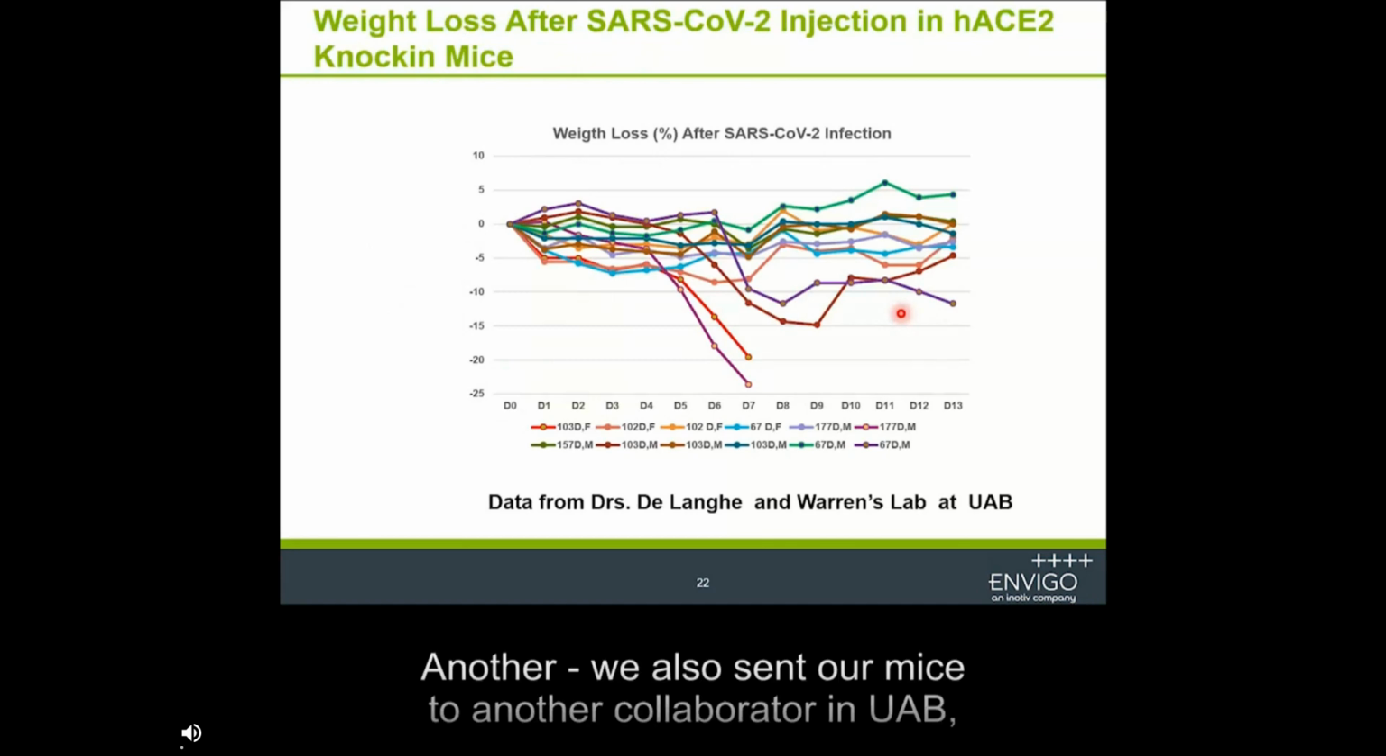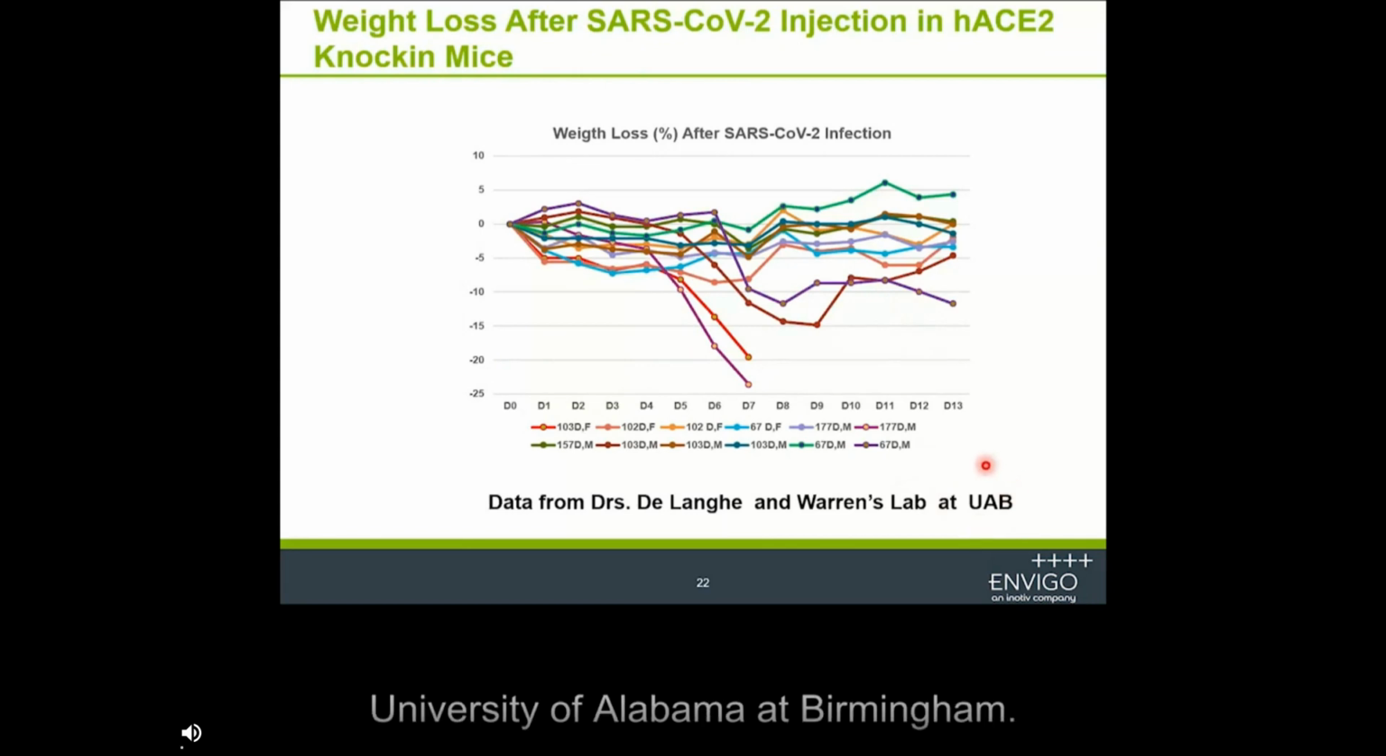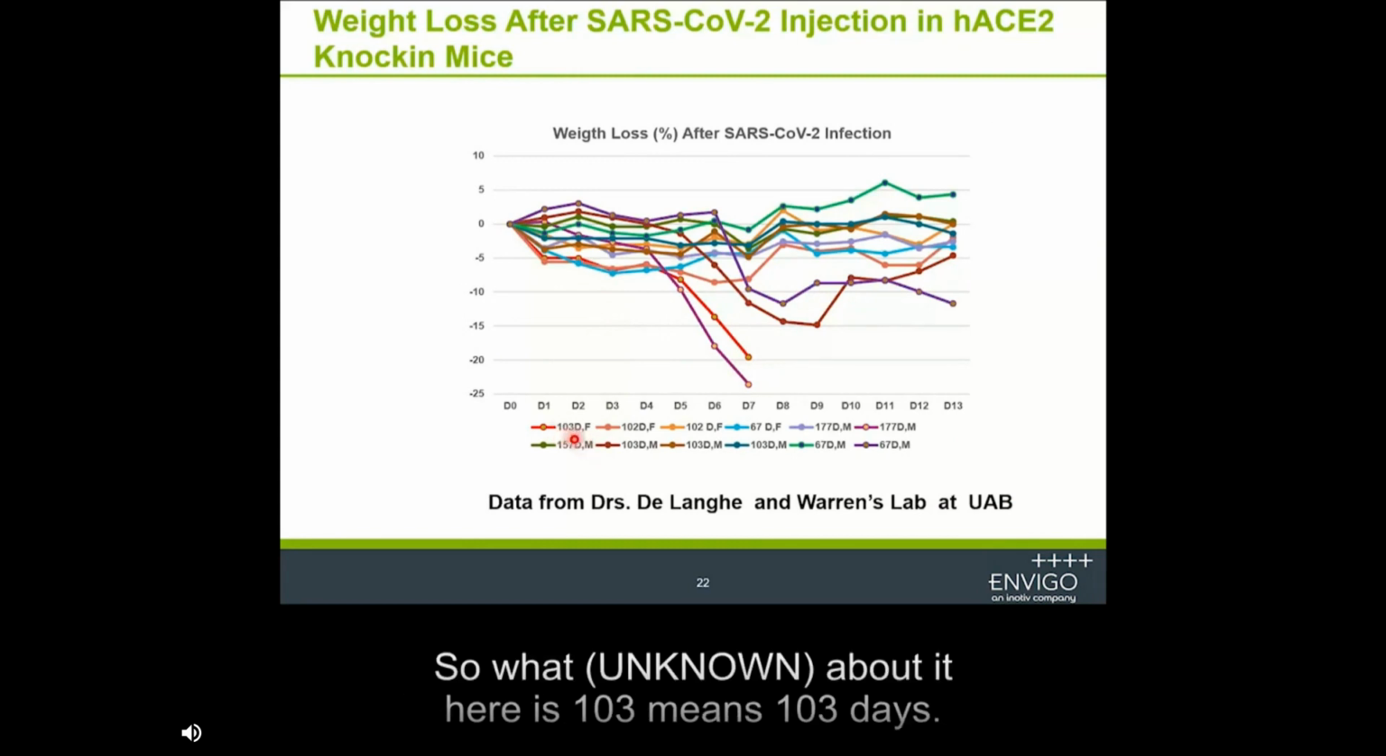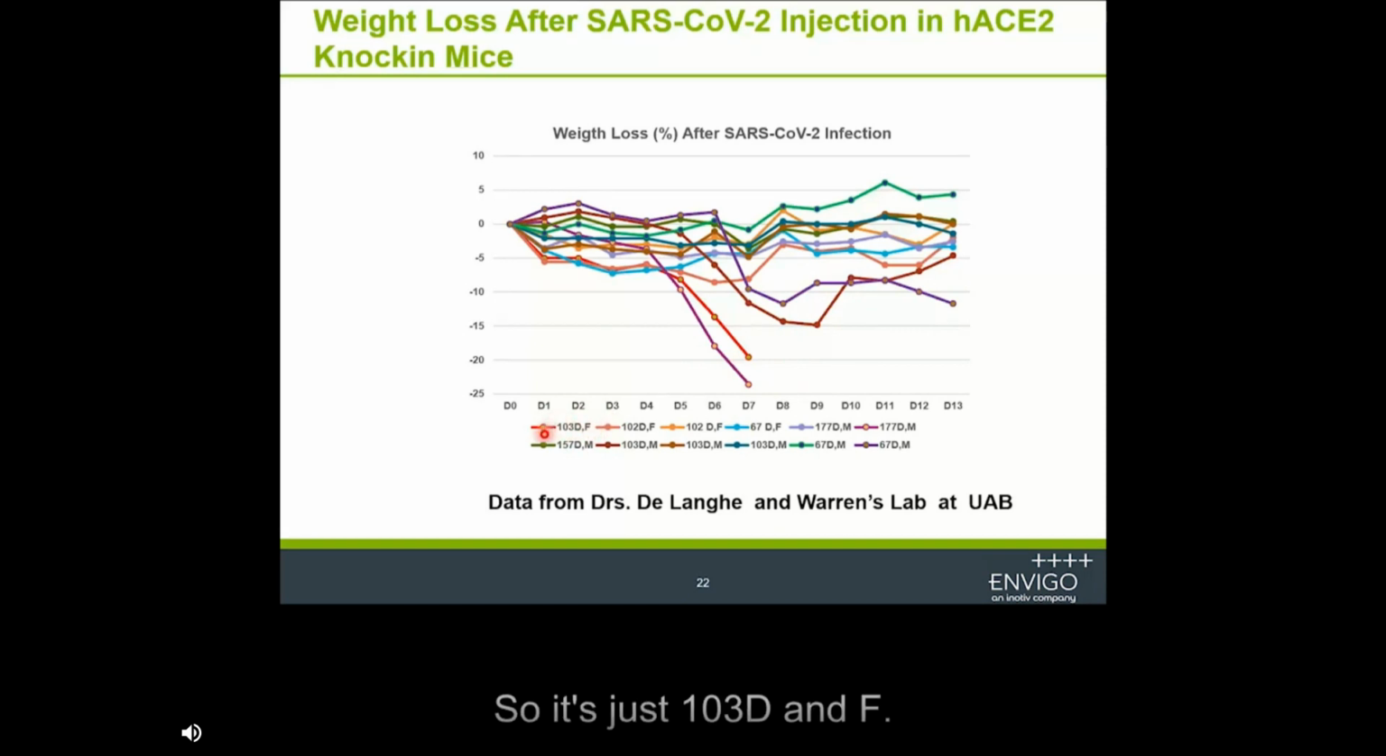We also sent our mice to another collaborator at UAB, the University of Alabama at Birmingham. They infected knock-in mice of different ages. What I labeled here, 103D and F, means 103 days, and it's a female. From here, you can see there are 2 mice.